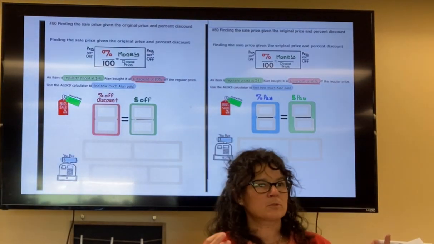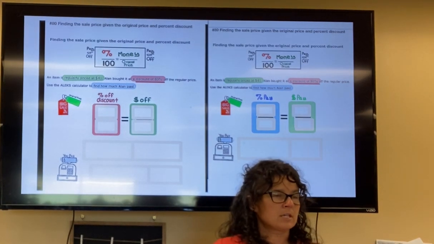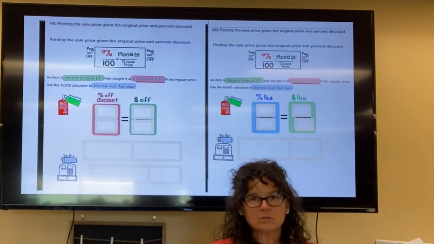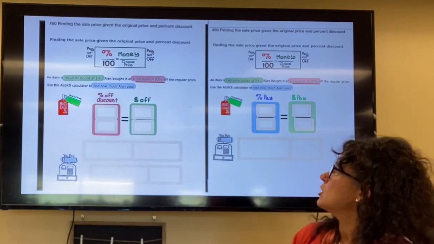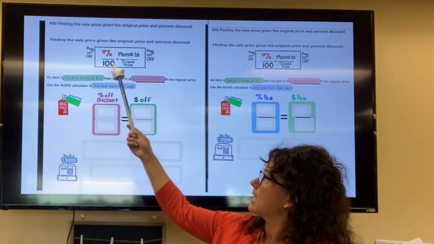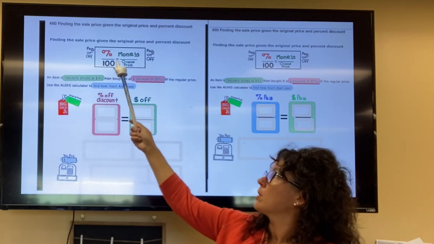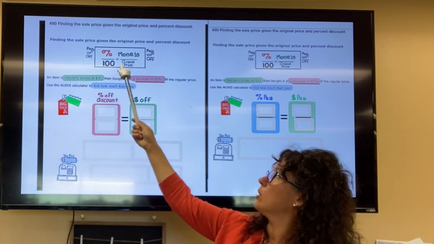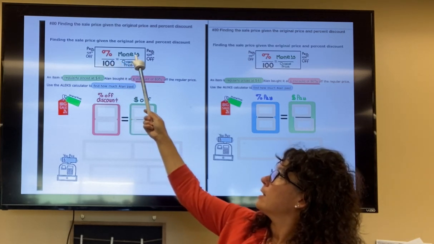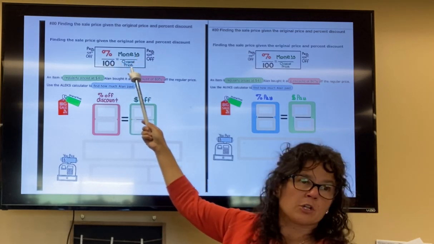Ultimately on these problems, we have a starting amount and then there's a discount and we want to find out what is the new price. So in your notes, I want you to write down this proportion right here. You're going to have percent over 100 equals, and then money over original price.